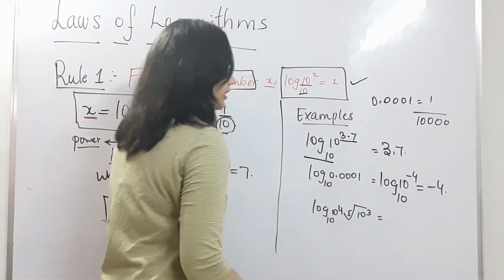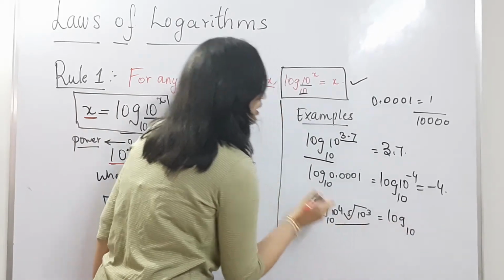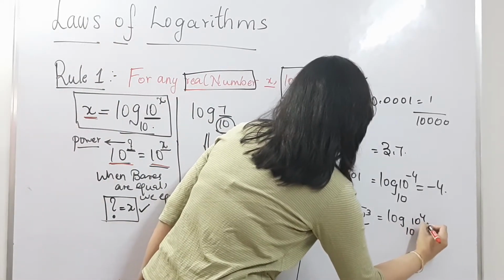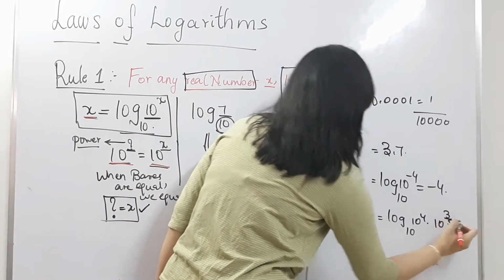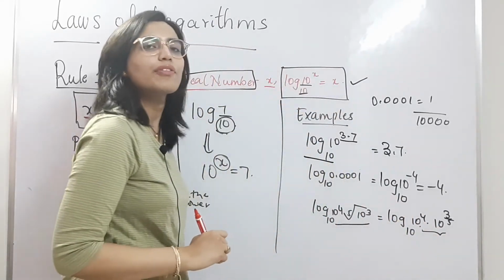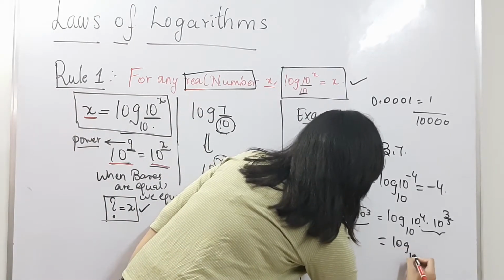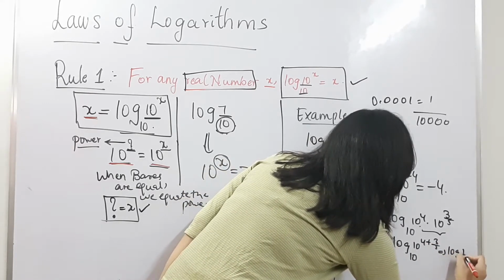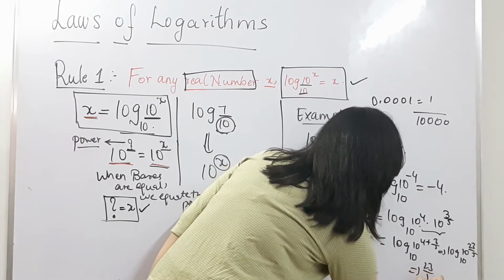And here, how do you write this? First, keep the base as is. First, try to get this in one form. That is 10 to the power of 4 into 10 to the power of 1 by 5, right? So we can write this as 3 by 5. Yes. And now here, using laws of exponents, a to the power of m into a to the power of n is equal to a to the power of m plus n. So we get here log 10 to the power of 4 plus 3 by 5. This is nothing but log 10 to the power of 23 by 5. So the answer is 23 by 5.